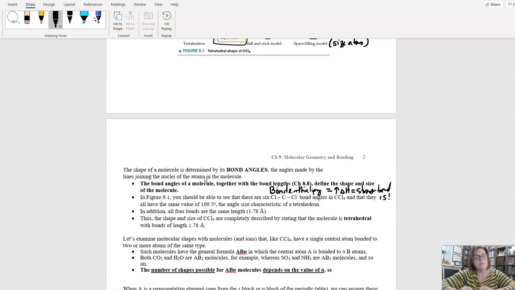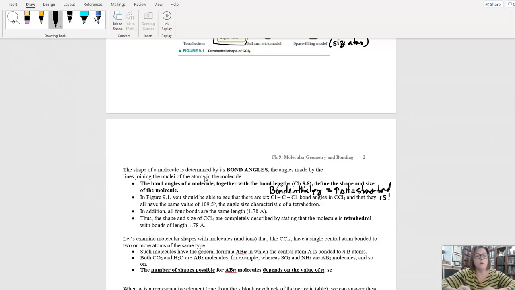So now in chapter 9.1, we're able to see that there are 6 Cl-C-Cl bonds. And you're probably looking at this, wait a minute, where's the 6? When it's tetrahedral, it's got 4 atoms. Well, you have to remember, from here to here is 1, from here to here is 2, from here to here is 3. And then when you flip it upside down, you also have these ones right here, here, and here. So there's actually 6 of them on there for something with just 4 atoms.